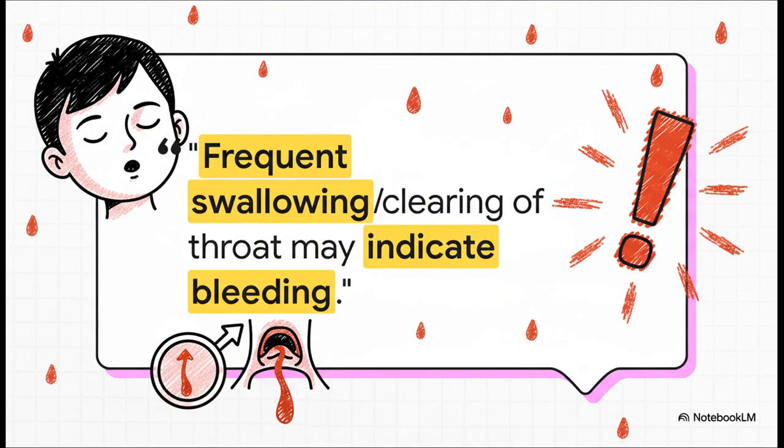This is the sneakiest but most critical sign of a post-op bleed. You're not always looking for a big, dramatic gush of blood. More often, it's a slow, quiet trickle down the back of the throat. The child will instinctively swallow that blood, especially if they're sleeping. So if you notice frequent swallowing, that is a massive red flag. That is your high alert signal for a potential hemorrhage.